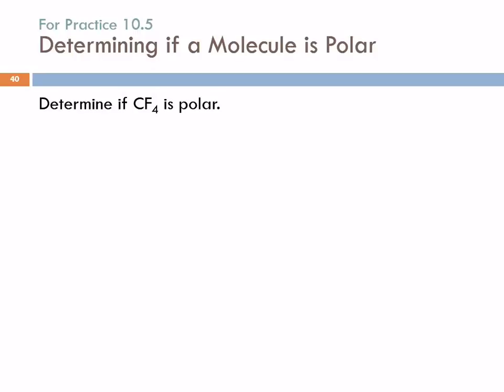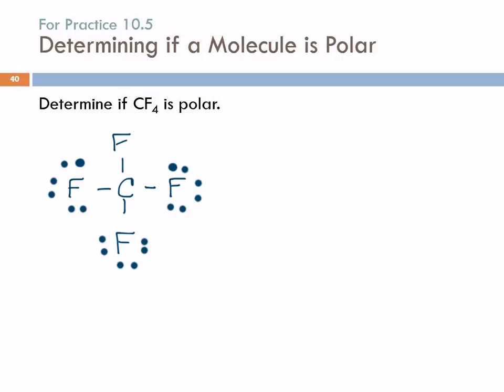Determine if CF4 is polar. Well, we've got to do the Lewis structure. I'm going to assume that you guys are pretty okay with that, and so I'm just going to draw it out here and not really talk about it too much. So here's my Lewis structure for carbon tetrafluoride.